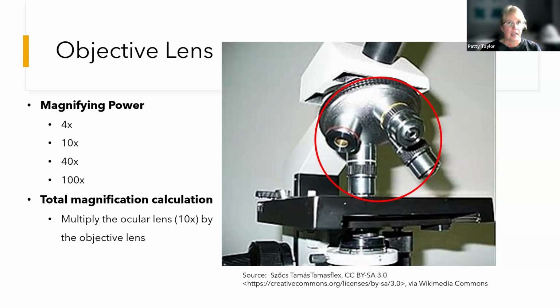If you need to know how to calculate the total magnification, you always take your ocular lens, which is normally 10 times what you can see with the naked eye, and you multiply that by your objective lens. So let's say we want to use the 4x objective. The total magnification is 10 for the ocular times 4 for the objective is 40x total magnification.